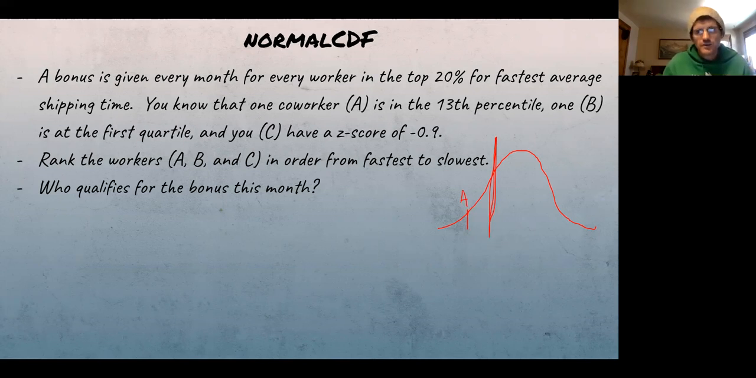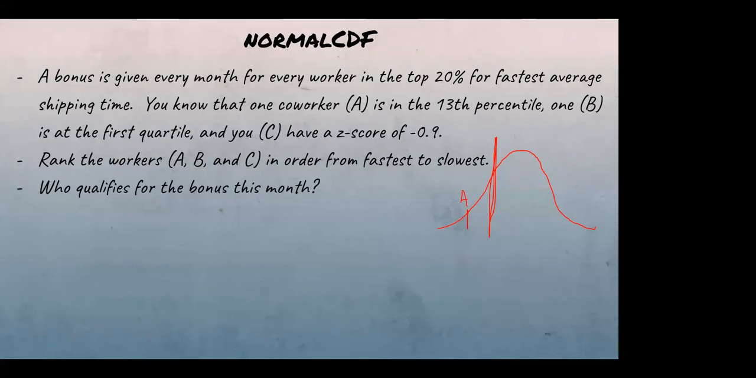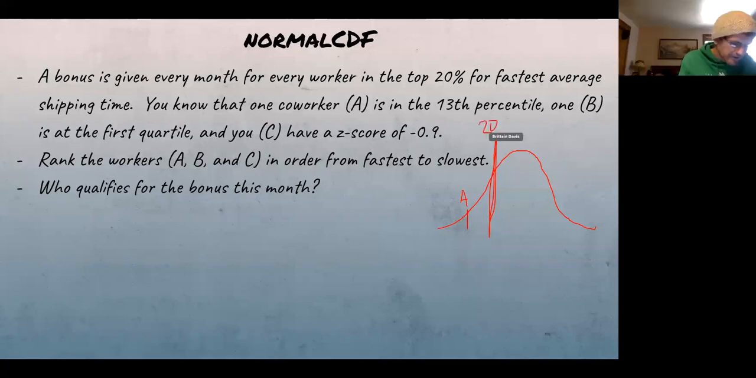One is at the first quartile. What is the first quartile? What percentile rank is that? 25%. 25. 20. There you go. So this is 20% right here, the 20th percentile. They're going to be up above that somewhere. So this is worker B.